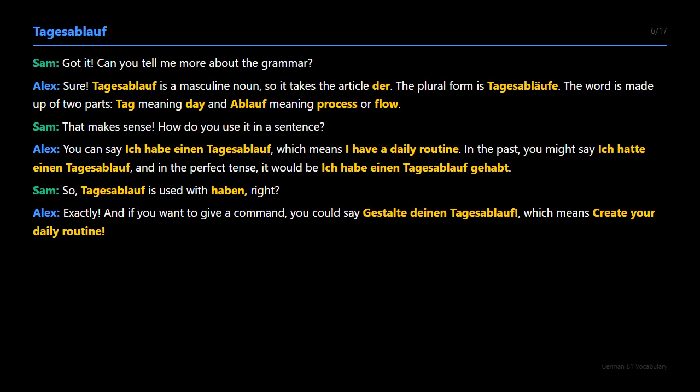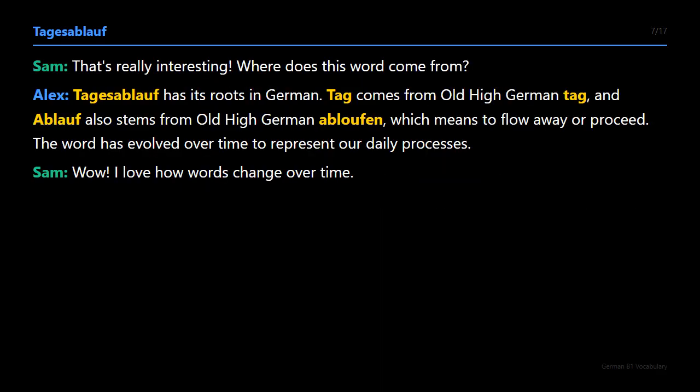That's really interesting. Where does this word come from? Tagesablauf has its roots in German. Tag comes from Old High German Tag, and Ablauf also stems from Old High German Ablaufen, which means to flow away or proceed. The word has evolved over time to represent our daily processes. Wow. I love how words change over time.